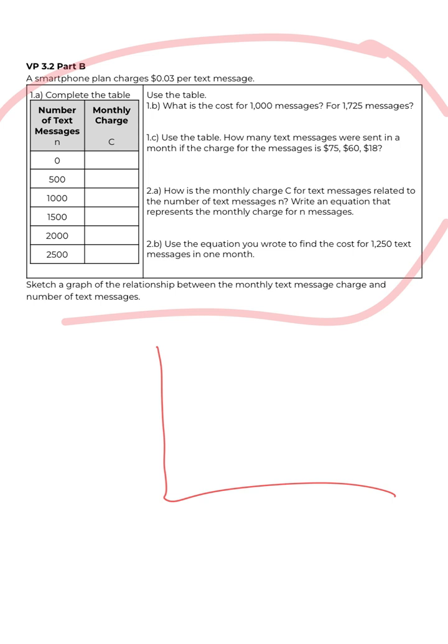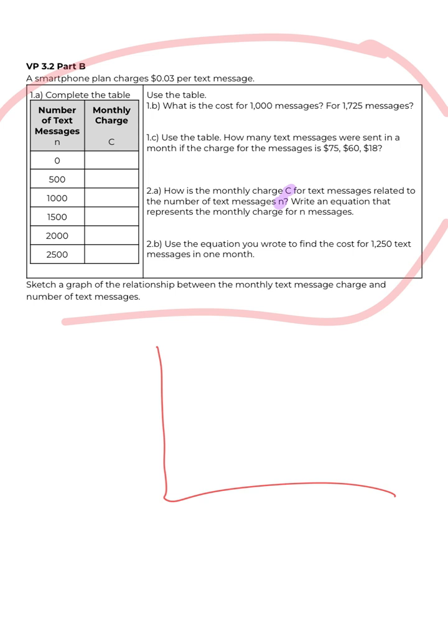So it says a smartphone plan charges 3 cents per text message. Use the table. What is the cost of 1,000 text messages or 1,725 text messages? Use the table. How many text messages were sent in a month if the charge for the messages was $75, $60, or $18? How is the monthly charge C, that is a variable. Make sure you understand that. It's related to the number of texts N. They gave you your 2 variables.